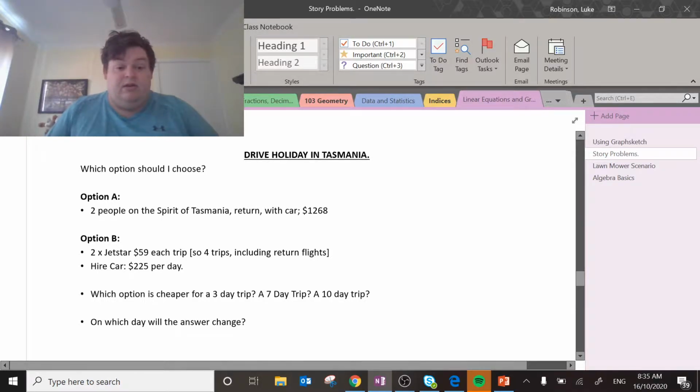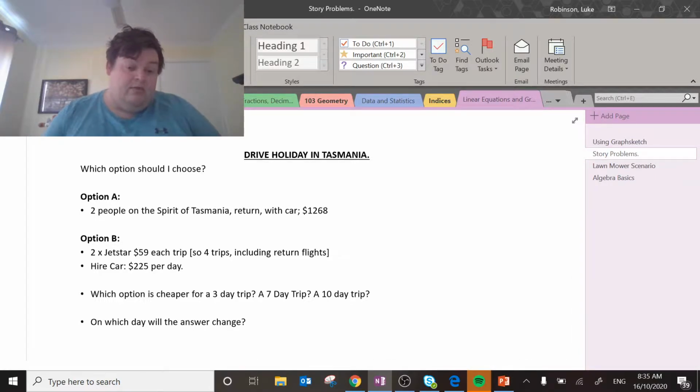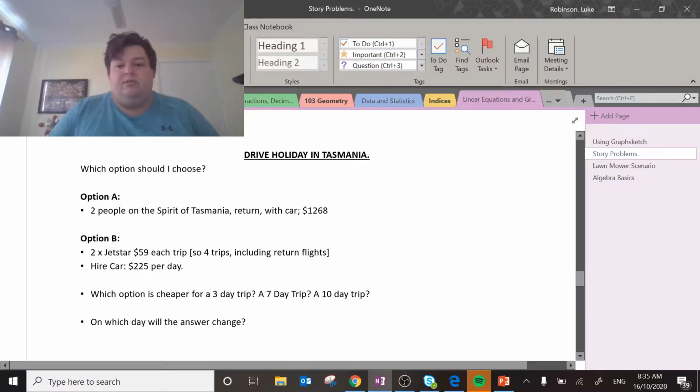Or Jetstar is $59 each trip. So $59 there, $59 back for two people, for each person. So there's four trips in total. And then the hire car is $225 a day. I want to know which option is cheaper for a 3-day trip, a 7-day trip, or a 10-day trip. Okay, so let's explore this.